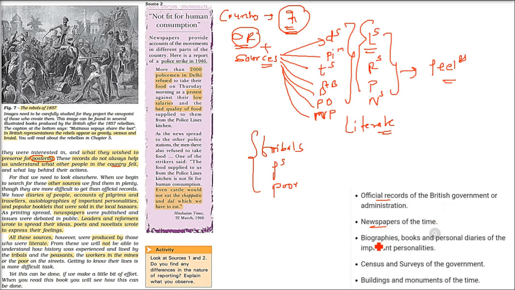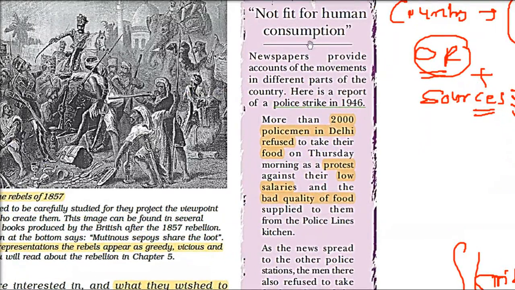Official records, newspapers, biographies, books, personal diaries of some important personalities. It can be biographies, it can be autobiographies, census, surveys of the government. The buildings and the monuments also give us information. For example, the Qutub Minar, the written material, the inscriptions say it all. So all this information is important. That is how we get the information about what happened at that time, British rule or colonial rule or other things.